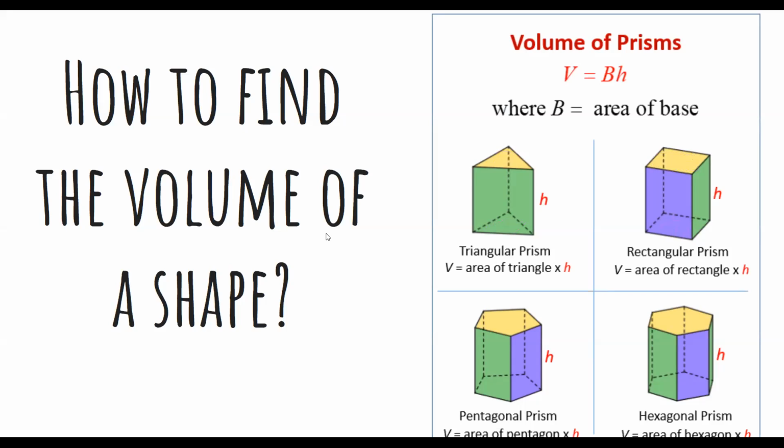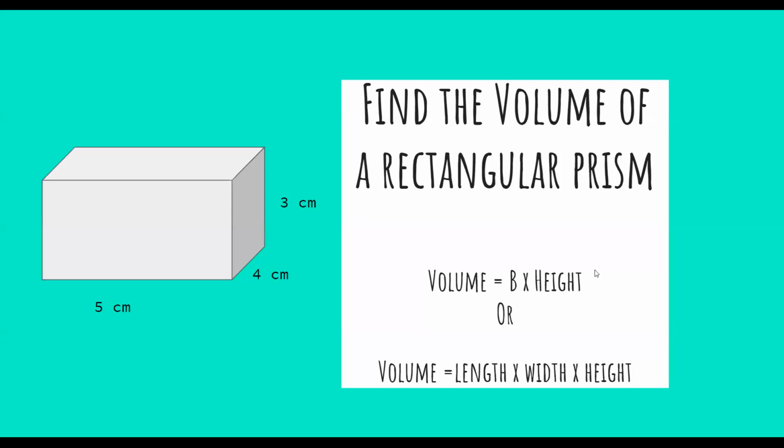Looking at this first example, however you want to think about it, whether you want to think about length times width times height or just the area of the base. In this case, the base is the bottom. So if I'm finding the area of a rectangle, it's just base times height or length times width, however you want to think about it. So the area of the base would be 5 times 4, which is 20. And then my height is 3, so I would say 20 times 3, which is 60.